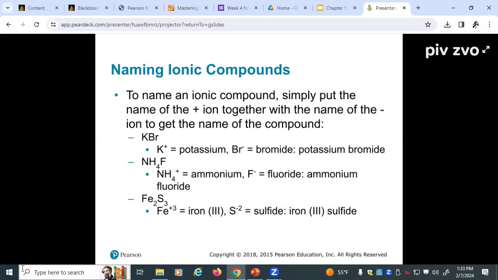The second example we have, I've got NH4. I have to recognize NH4 is ammonium. So the name of that ion is ammonium. The F is fluorine. So as an ion, it would be fluoride. Put the two together, it's ammonium fluoride.